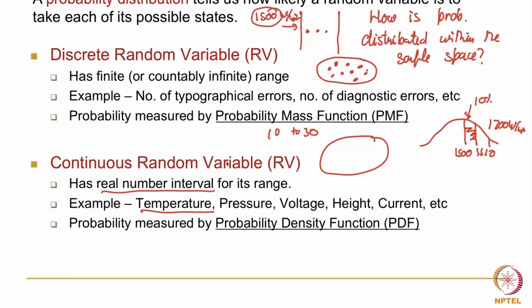Okay, so in the case of a discrete random variable, you will measure the probability distribution as what is known as a probability mass function. Whereas in the case of a continuous random variable, you will measure probability by a probability density function.